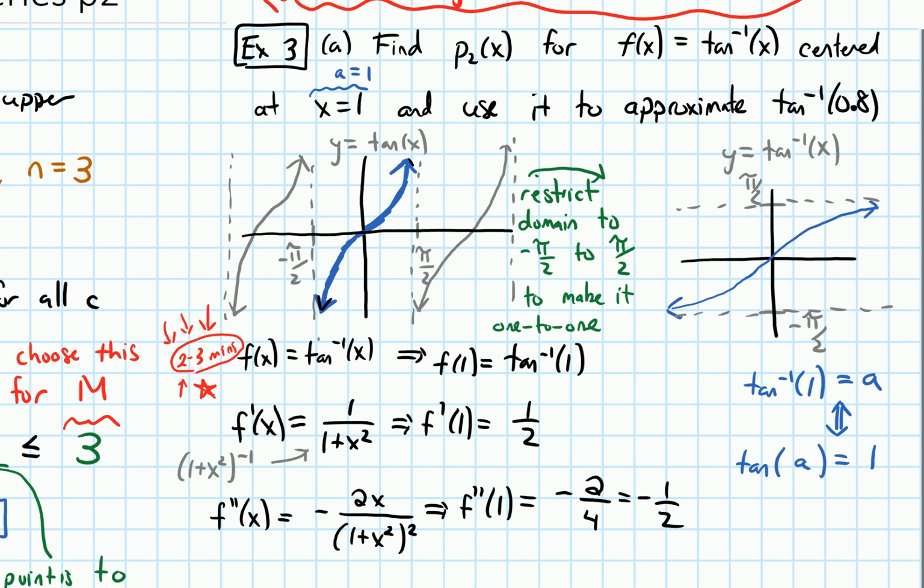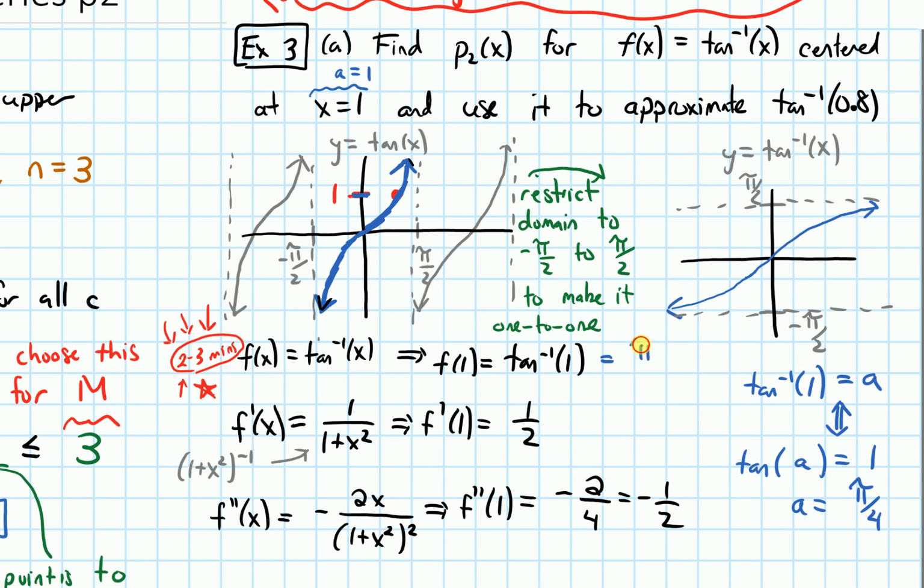So we want to know when the y value of the tangent graph is 1. But remember, we've already restricted the domain. So we're only looking at this middle portion. We're not looking beyond these middle vertical asymptotes, like we're not looking here, for example. Okay, so when does tangent of a equal 1 in between negative pi over 2 and positive pi over 2? Well, it happens when a equals pi over 4. So that's what tangent inverse of 1 is.